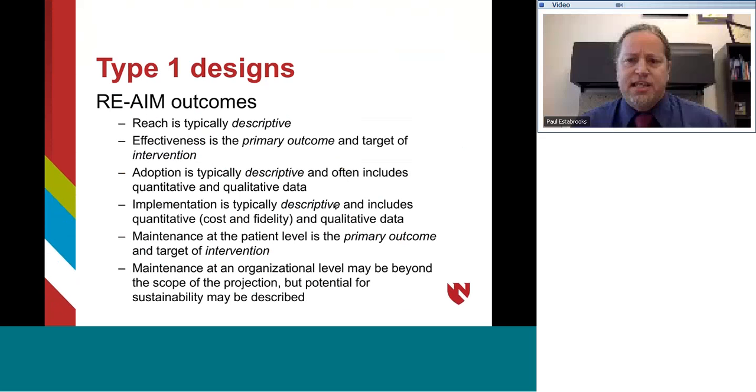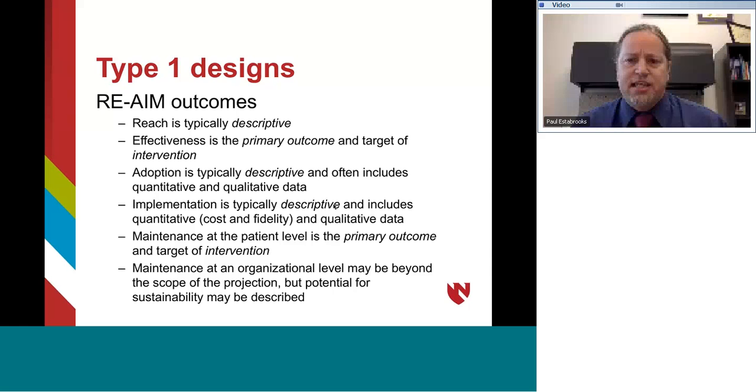Then you'd look at effectiveness as the primary outcome and the target of the intervention. So here's where we've now identified what our target is for the intervention. I won't go into detail on how you would assess that, because I think folks understand that pretty clearly.